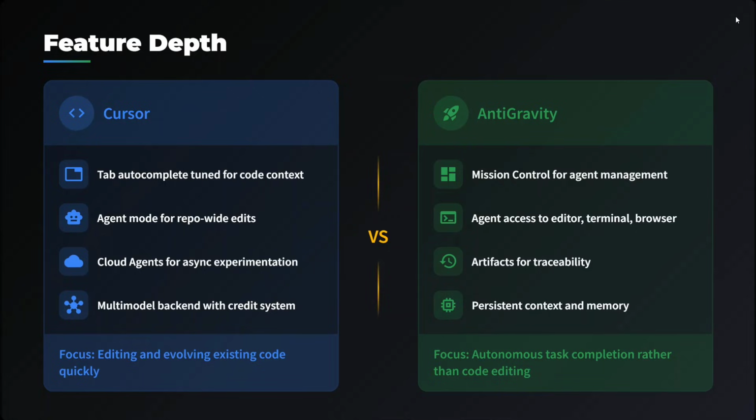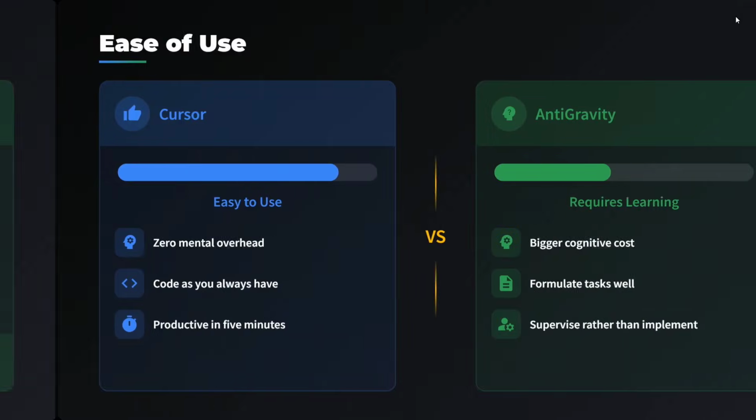While talking about Antigravity, it is mission control for agent management. Agent access to editor, terminal and browser, artifacts for traceability, and persistent context and memory. Focus is majorly on autonomous task completion. There is no coding that you are part of.